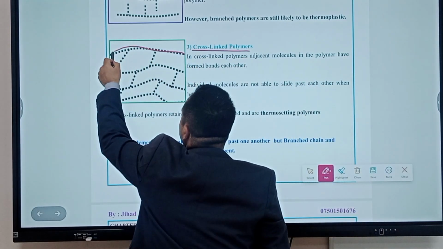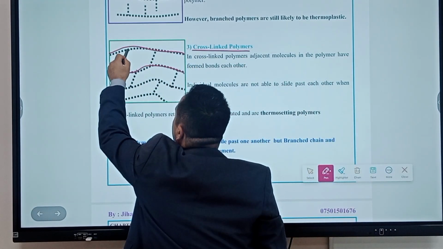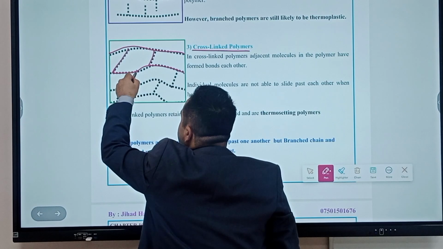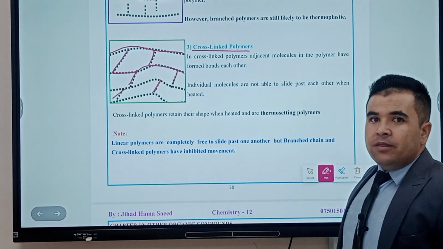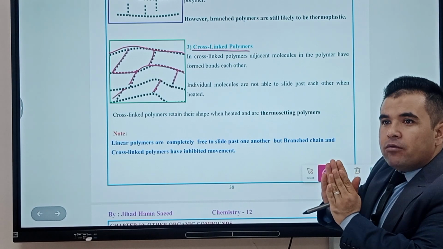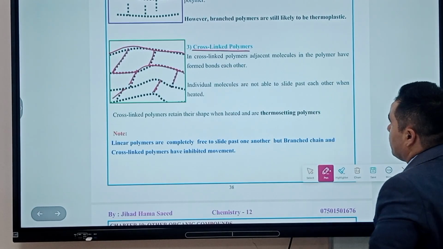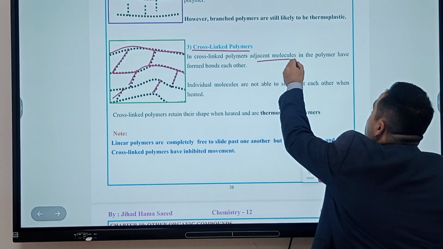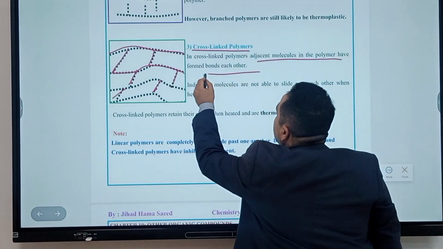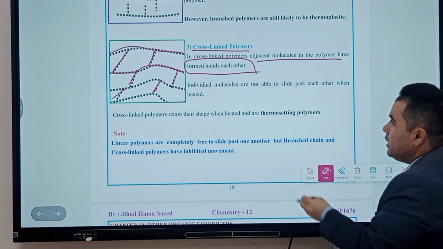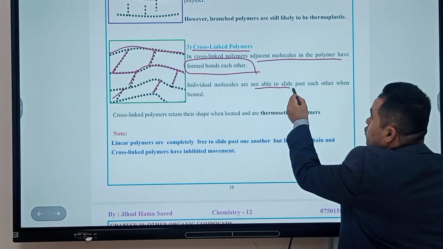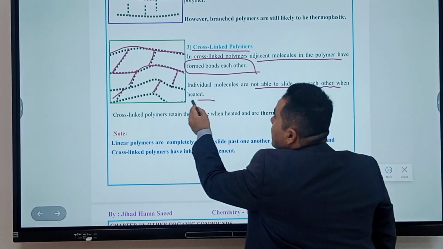The cross-linked polymer, instead of having branches, has bonds in between the chains. As you can see, the chains are cross-linked with each other. Adjacent molecules in the polymer have formed bonds with each other, as we have represented in the shape. Individual molecules are not able to slide past each other when heated.